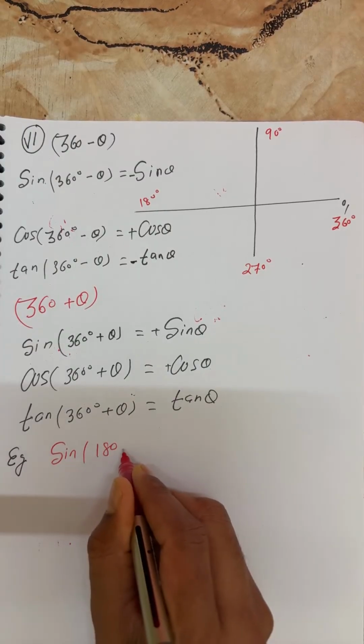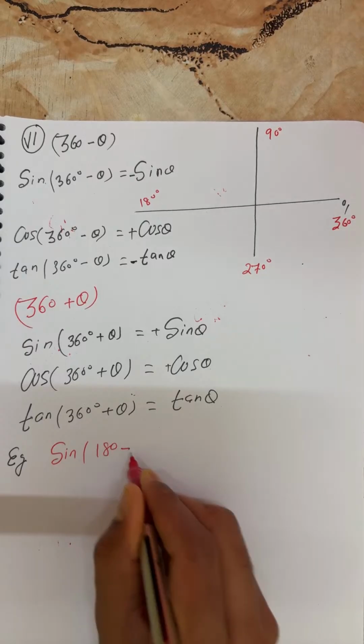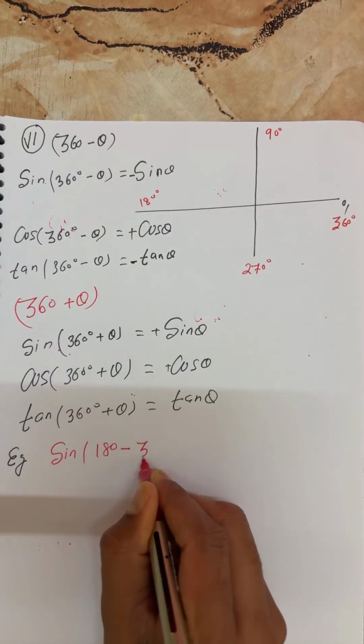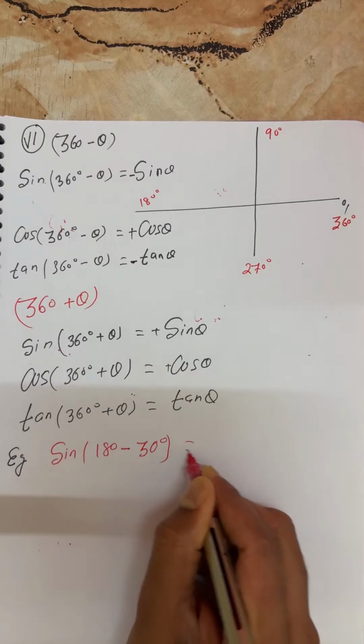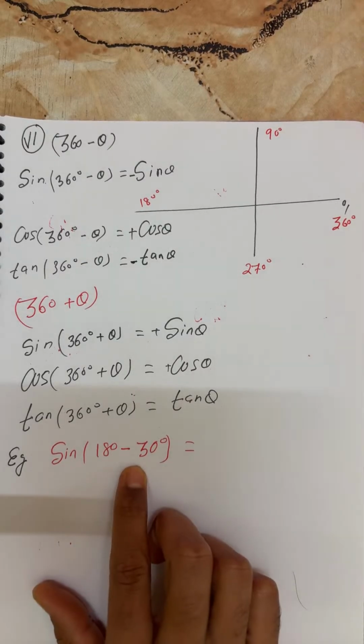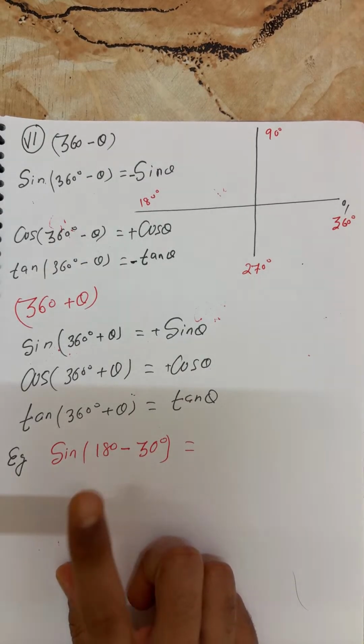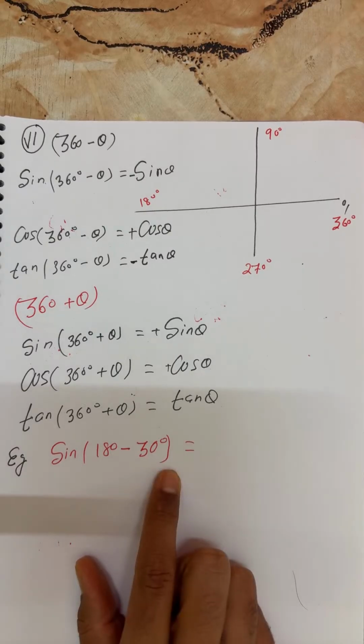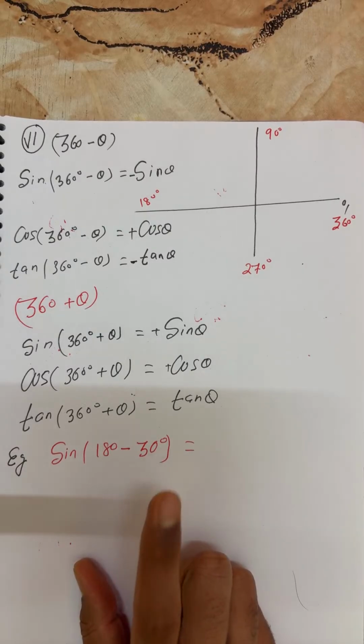Sine 180 degree minus 30 degree. How much will it come? Sine 180 degree minus theta here. What is the formula? We think about the formula first. Sine 180 minus theta. Which quadrant?